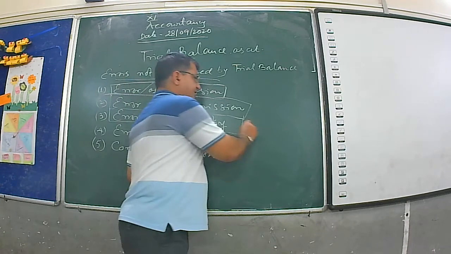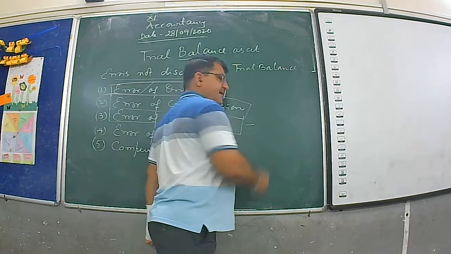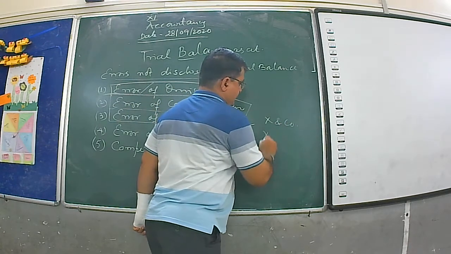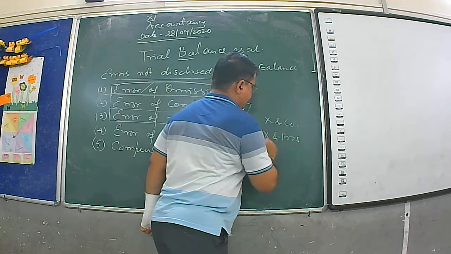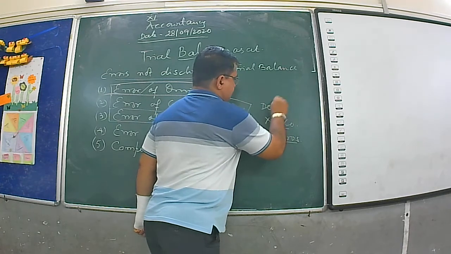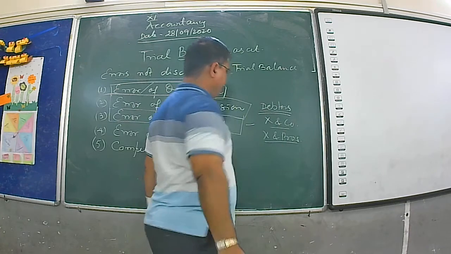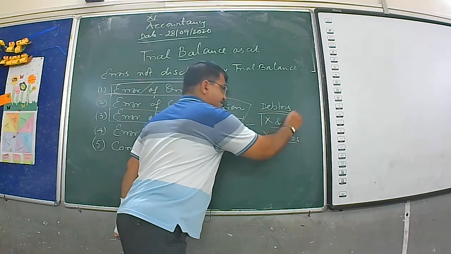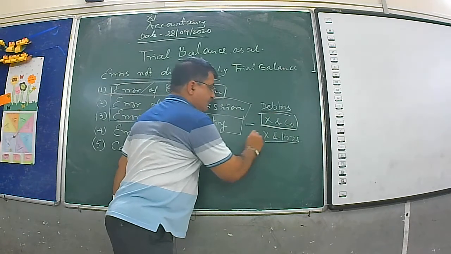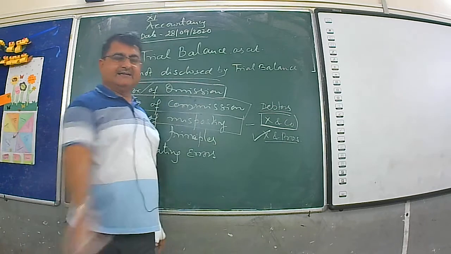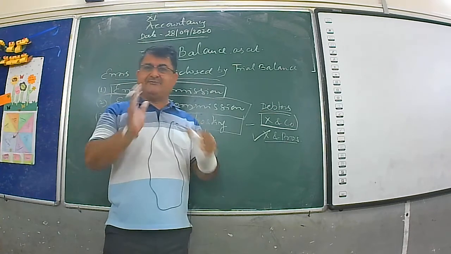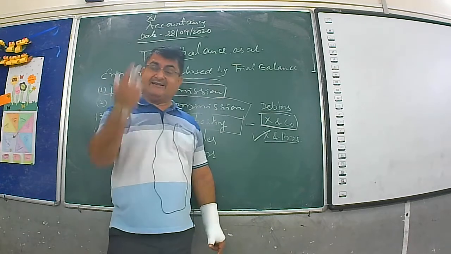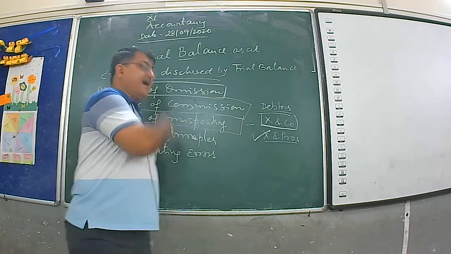You know, in a firm, there are many debtor parties. For instance, X and Company, X and Brothers, and so on. These are the debtor parties. Now, if goods were sold on credit to X and Company, but by mistake it got recorded in X and Brothers, another debtor account, the debtor balance will remain the same. But actually this is an error, and this error may not be disclosed by the trial balance.